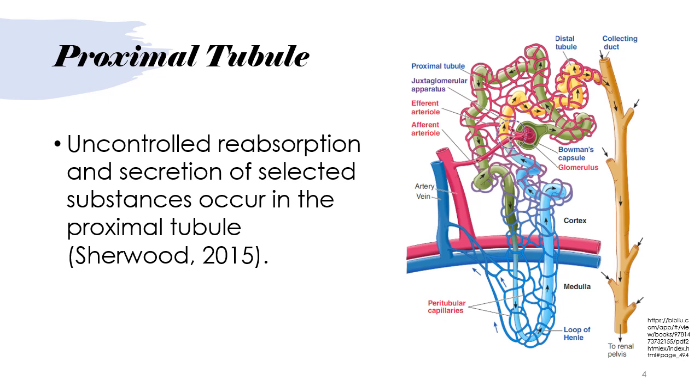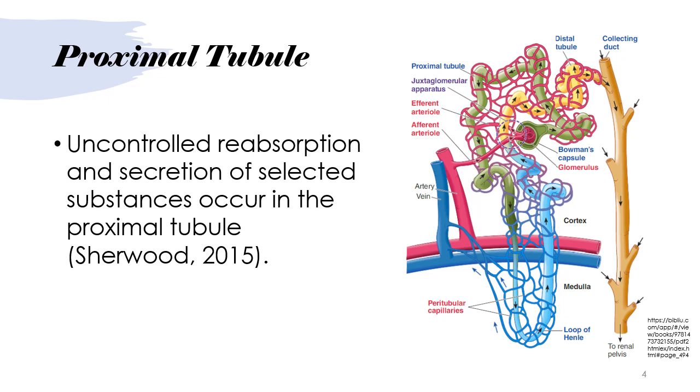In this slide here, let's talk about the proximal tubule. So on the image here on the slide, the proximal tubule is represented by the color green, as we see here on this nephron loop. So the segment of the nephron that begins from the renal pole of the Bowman's capsule to the beginning of the loop of Henle is the proximal tubule. The proximal tubule is the site where uncontrolled reabsorption and secretion of selected substances occur.